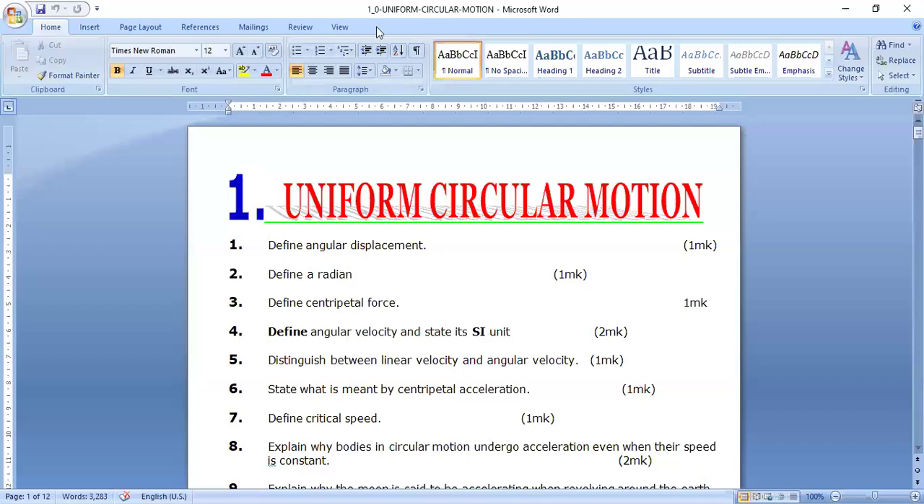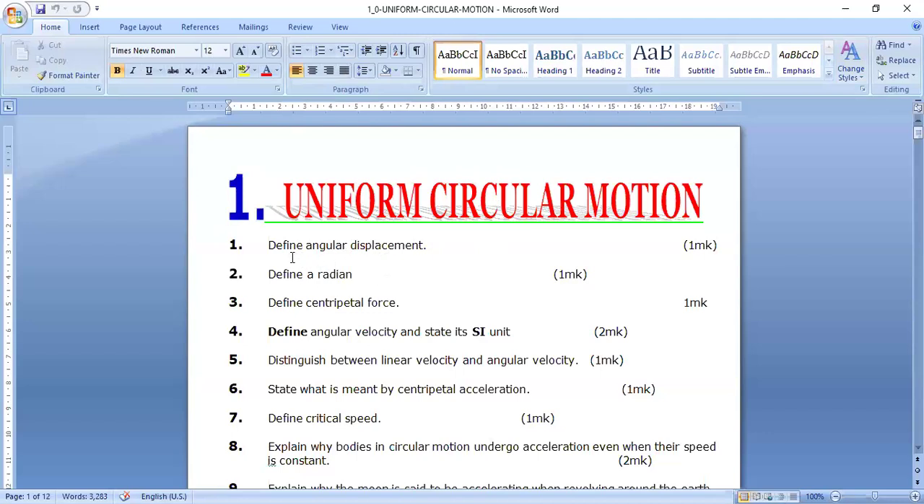So we have some questions here, which are normally set from this chapter. I think you can see them on your screen. Question number 1 says, define angular displacement. Angular displacement is denoted by theta.